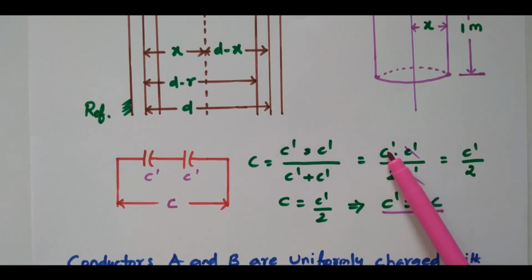So that is equal to C dash times C dash divided by 2 C dash. By adding these two, we got 2 C dash, so one C dash got cancelled. So C equal to C dash divided by 2. From that, C dash equal to 2 times C. The capacitance per conductor equals 2 times the total capacitance, C dash equal to 2C. So we will find both C as well as C dash, the total capacitance as well as the capacitance per conductor.